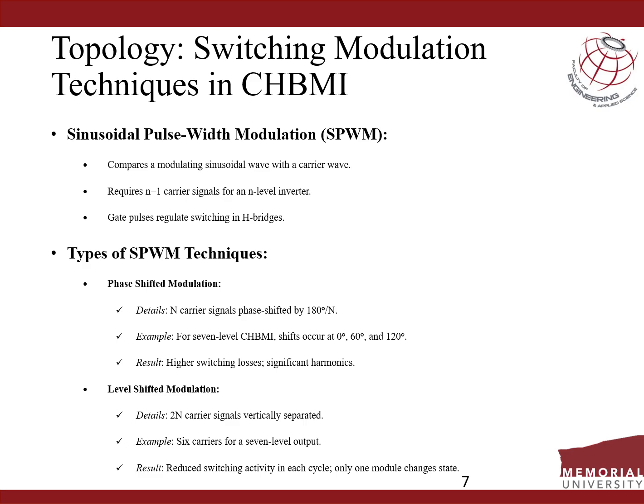For the first one, it has n carrier signals phase shifted by 180 divided by n. For example, for a 7-level cascaded H-bridge multilevel inverter, shifts occur at 0 degree, 60 degree, and 120 degree. Results: higher switching losses, significant harmonics. And for the second one, the level shifted modulation technique, it consists of 2n carrier signals vertically separated. Example, 6 carriers for a 7-level output, and it results in reduced switching activity in each cycle. Only one module changes state.